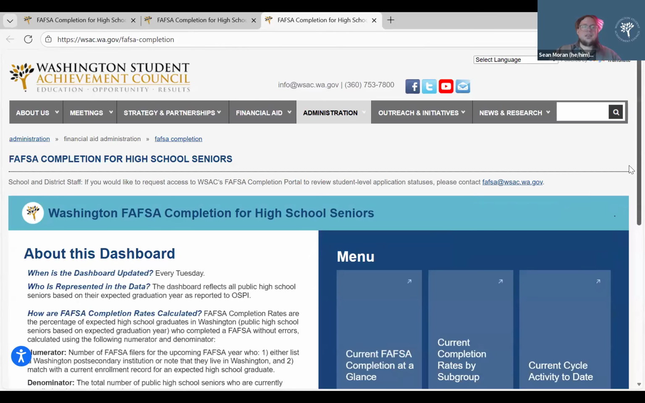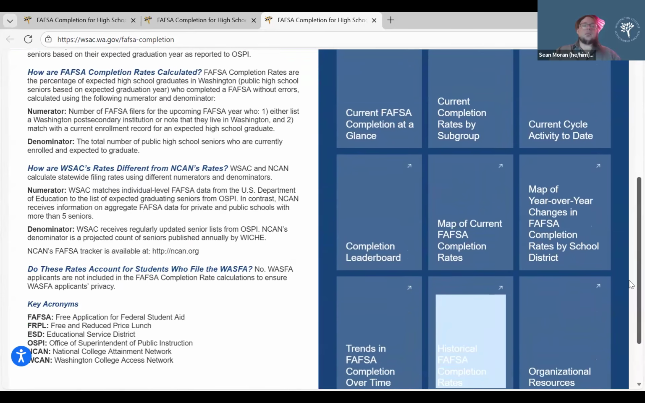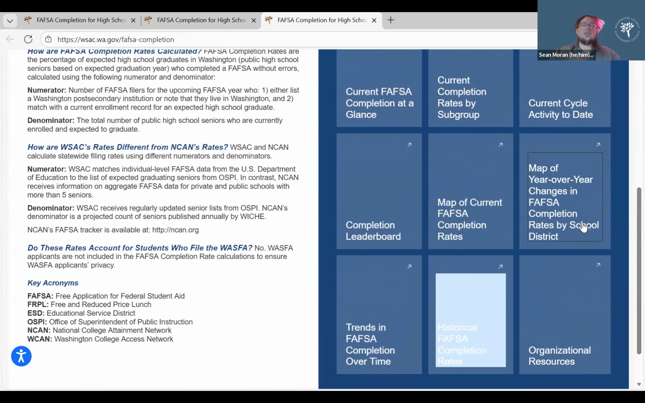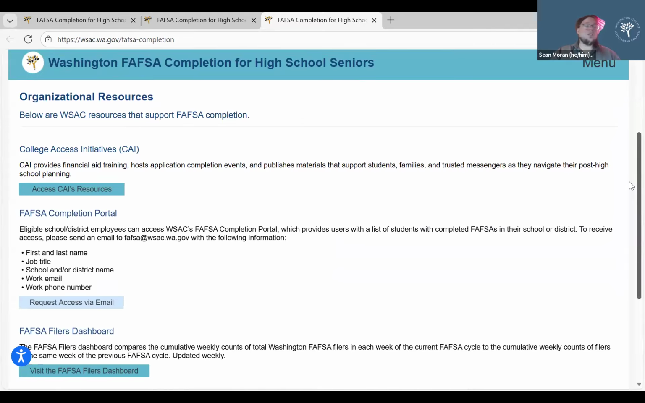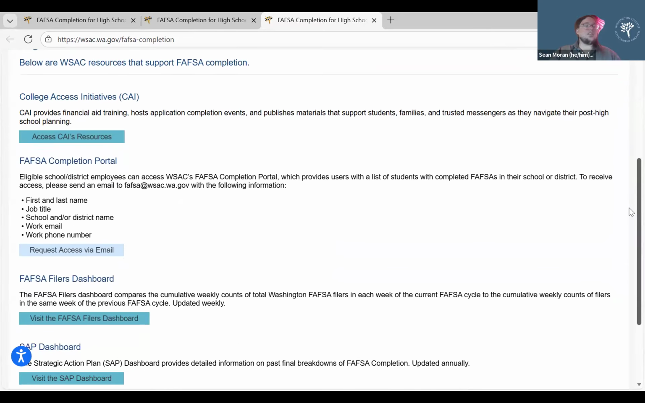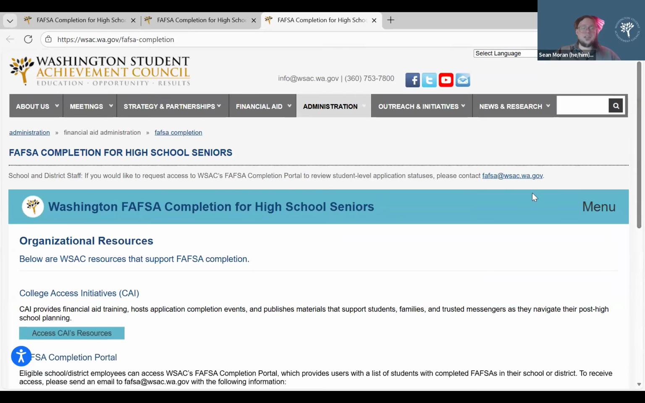Okay. And then, although I'm not going to go through all of them, there are some others. You can look to see where you are in comparison to the same time last year. So, if last year you were at 30% and this year you're at 32%, you can see that you have a 2% difference there. And then we also have resources here. And these are just resources to assist you, such as the FAFSA completion resources, CAI resources, and some of the other dashboards that are available.